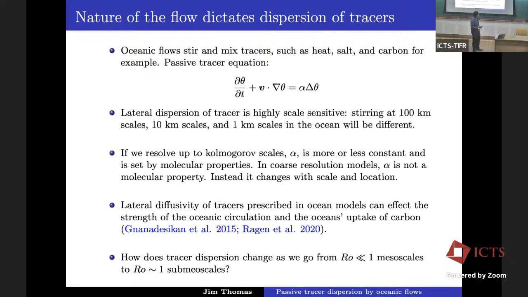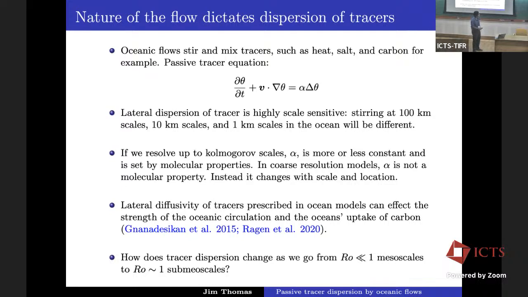And then when you look at these large-scale ocean model outputs and observations, what you see is that because the flow itself is very turbulent and its nature changes across scales, the characteristic features of tracer dispersion also change across scales. That means that the dispersion of tracer at 100-kilometer scale is different from what you would see at 10-kilometer scale or 1-kilometer scale. So at every different scale, the tracer dynamics are going to be very different.